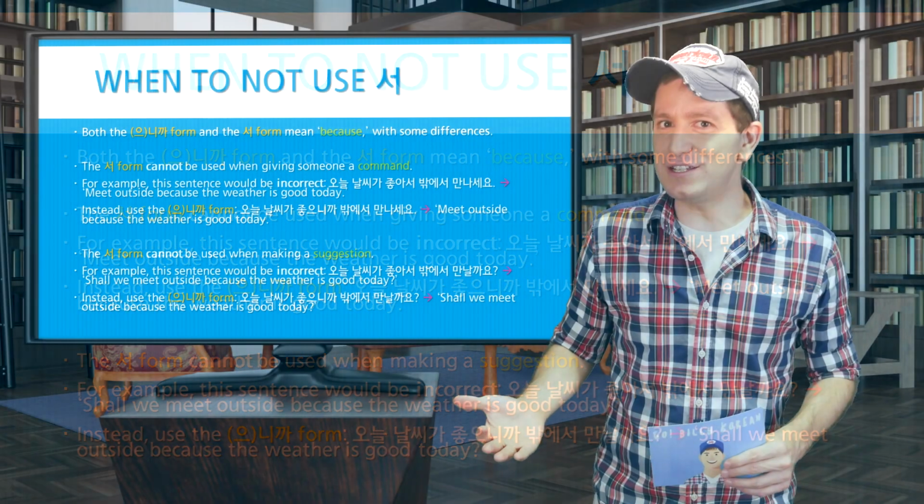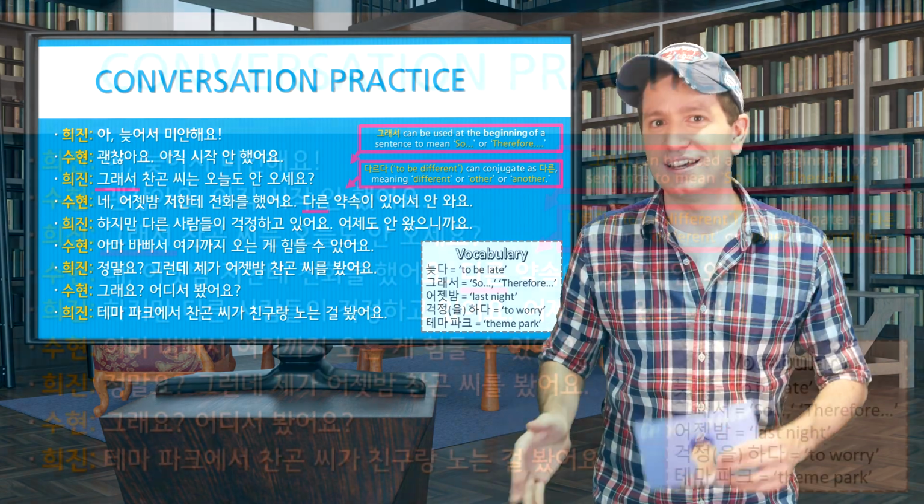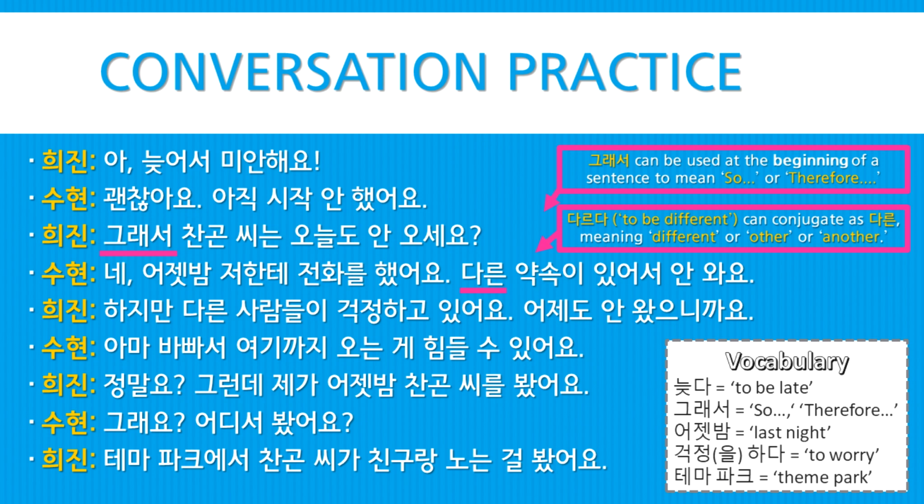So let's use both of these forms together in a conversation practice between two people, 희진 and 수현. First, 희진 says, 늦어서 미안해요. I'm sorry I am late. 괜찮아요. 아직 시작 안 했어요. It's okay. I didn't start yet. 그래서 찬곤 씨는 오늘도 안 오세요? So 찬곤 is not coming today too? You can use 그래서 at the beginning of a sentence to mean so or therefore.